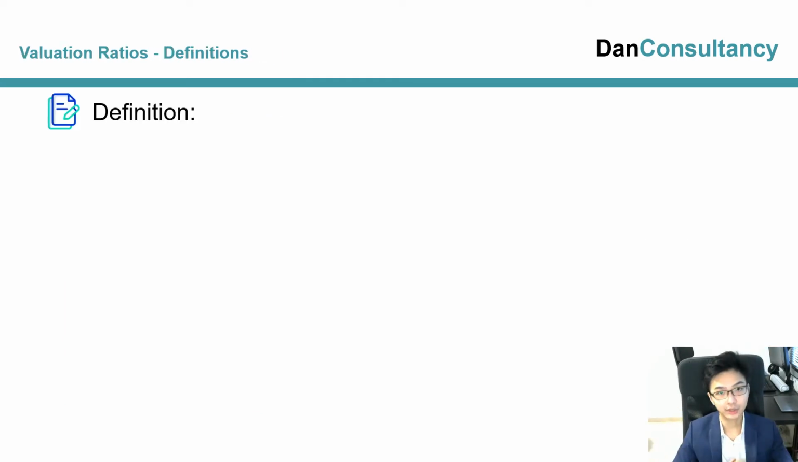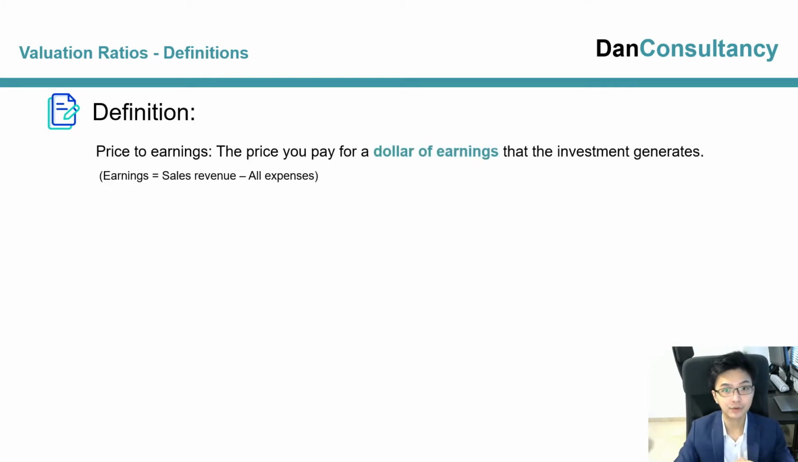Let's go through the definitions first. Price to earning is defined to be the price that you pay for $1 of earnings that the investment generates. Earnings in this case refers to the take-home earnings after paying off all the expenses. If I sell my phone for $500, but it cost me $400, my earnings in this case is $100.